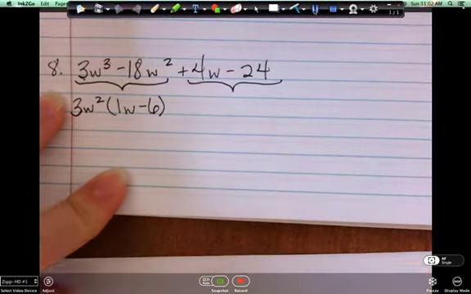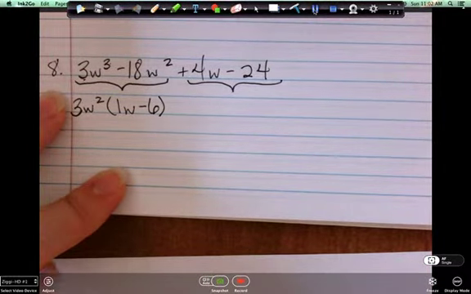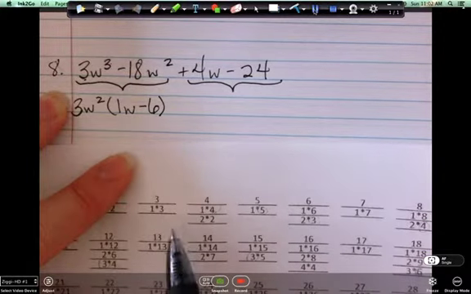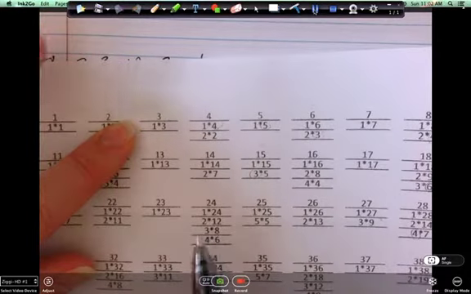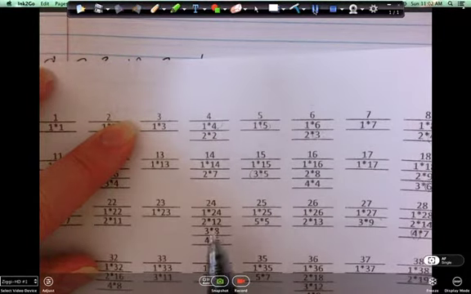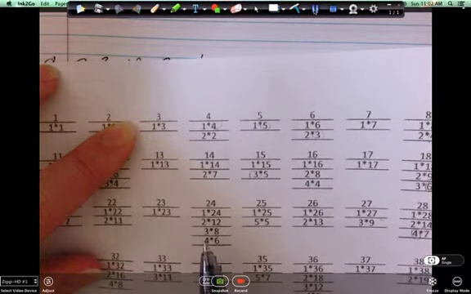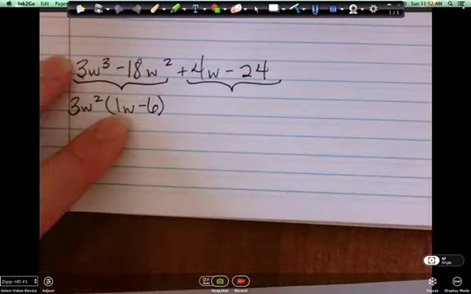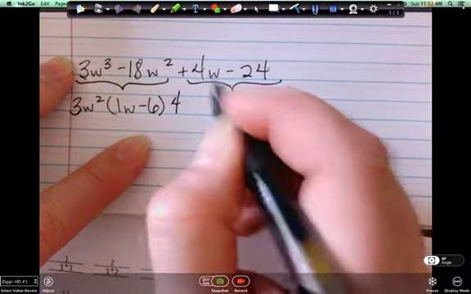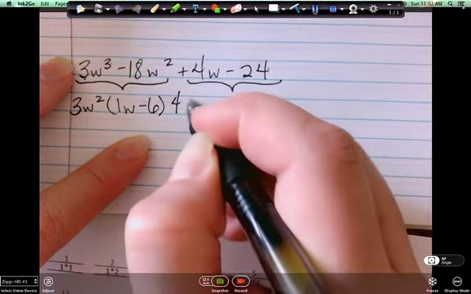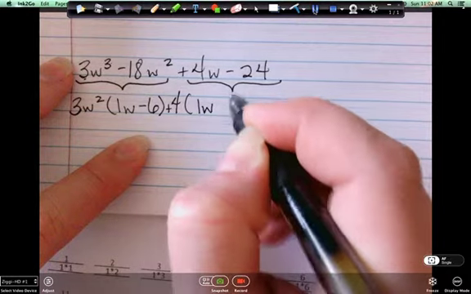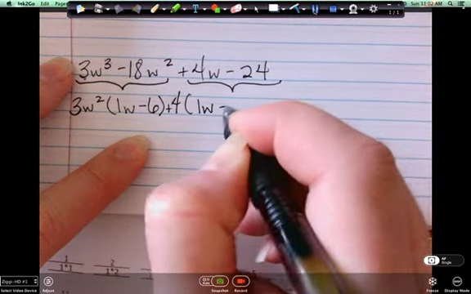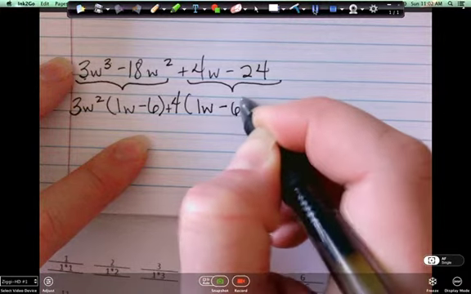Here I have 4w and negative 24. So again, I have to go back to my factor sheet and look at my terms of 4. 1 and 4, 2 and 2. And then 24 gives me the factors of 1 and 24, 2 and 12, which 2 obviously is a common factor there. And then continue on 3 and 8, 4 and 6. So 4 is also a common factor and it's bigger than 2. So I'm definitely going to pull out 4 here. And again, I can't pull out a w because there is no w with 24. So 4 divided by 4 is going to be 1. I still have my w. Negative 24 divided by 4 is going to be negative 6.